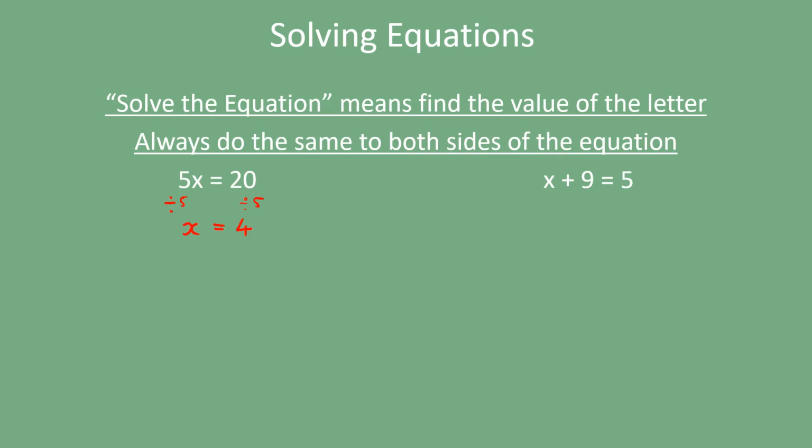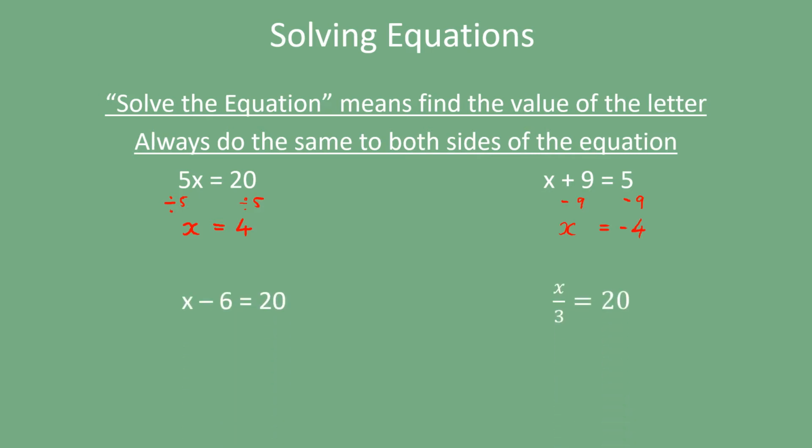Second example, we've got x plus 9 equals 5. How do we get rid of a plus 9? Well, we take it away. We need to do the same to both sides, so we take away 9 from both numbers, and we'll end up with x equals 5 take away 9, which is minus 4. We could check it works. Does minus 4 plus 9 equal 5? Yes. So that's fine.